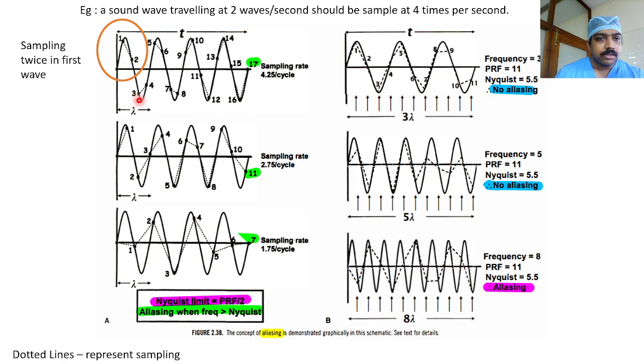So in this first wave, it is being sampled at 4 places, so there is no aliasing occurring. Similarly, here also there are 5 waves, and there is no aliasing.